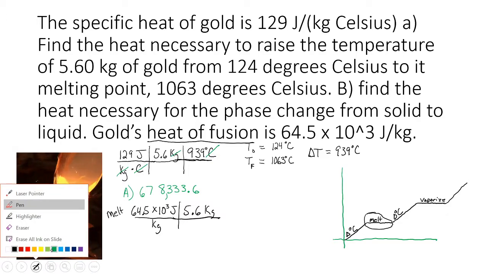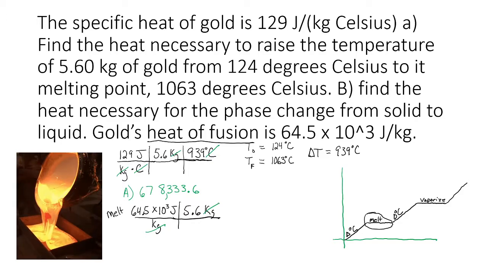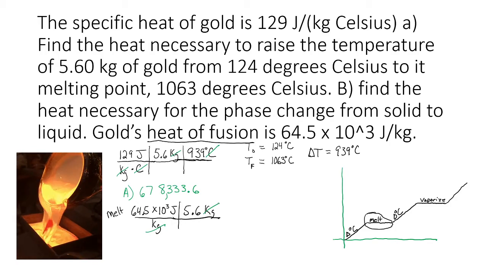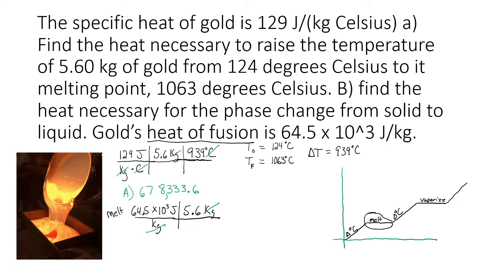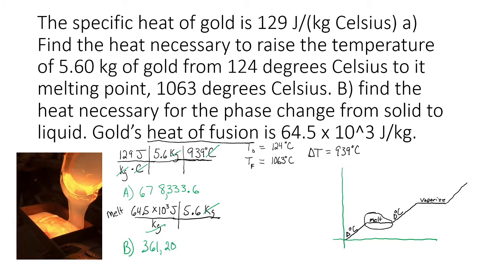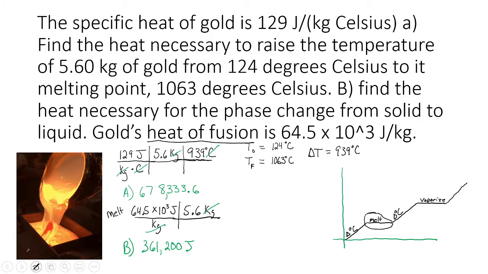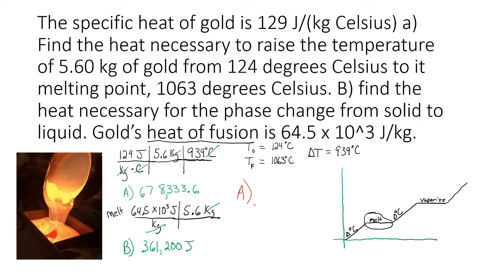So in this particular case, we're going to cancel out the kilograms, and all that's left for the units is joules. Now I'm going to do a little bit of calculator work to find out how many joules it takes to melt the gold. To melt 5.6 kilograms of gold, it'll take 361,200 joules, in case you want to know. Now I'm going to put my solution set down here, playing into the fact that I have 3 significant digits.